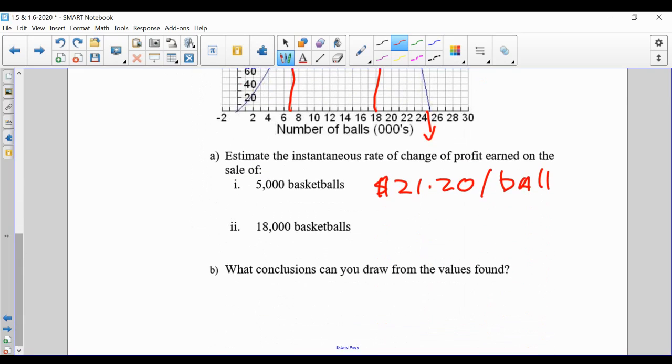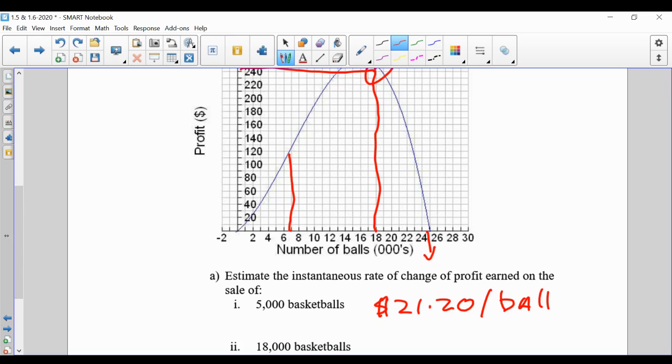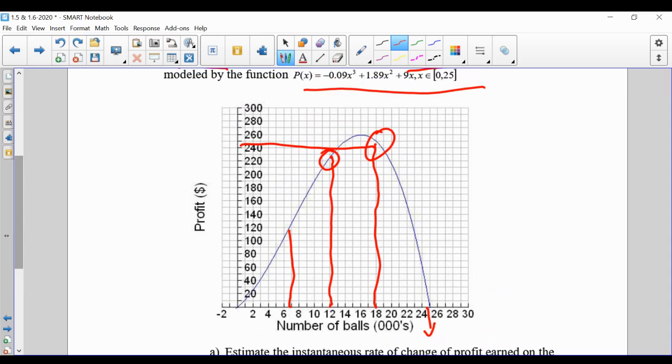Okay, so let me throw one at you now. Let me see if you can do this on your own. Let me give you another number to play with here. Let's go with 12. I want to see if we can predict what's going to happen before we actually do the calculation. Don't do the calculation yet. Would you expect the profit at the 12,000 ball mark to still be increasing? So should the profit per ball, the IROC, be a positive number or a negative number? What do you think? Emily and Joel and a lot of people are thinking it's positive.